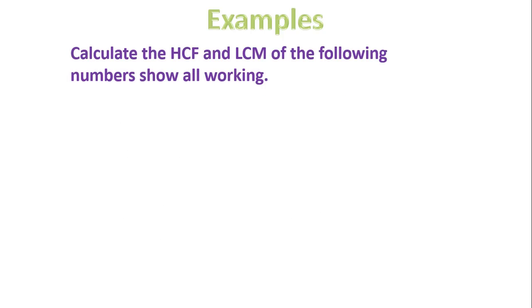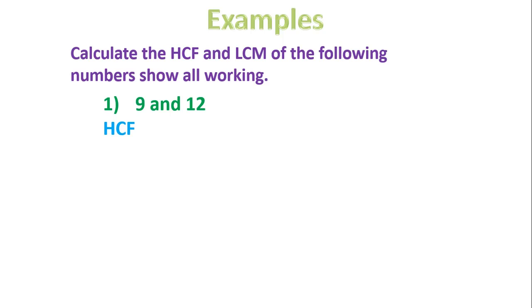However, when we have to calculate the HCF and LCM and show working, this is what we have to do. Let's have a look. My first example, 9 and 12. And we're going to look at how we do the highest common factor. What we do is we take both 9 and 12 and write down the factors for 9 and for 12. Then we look at it and see which one's the highest.